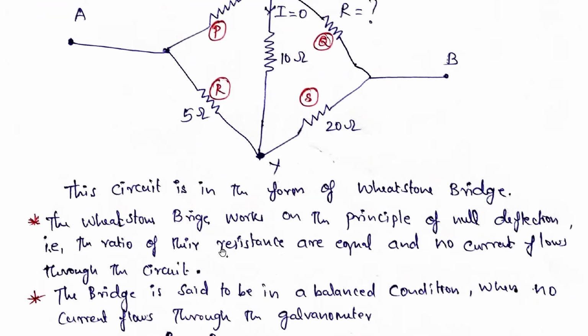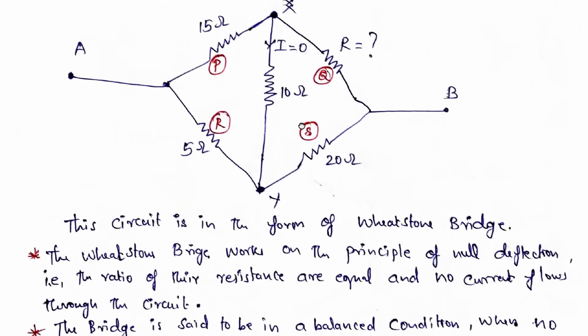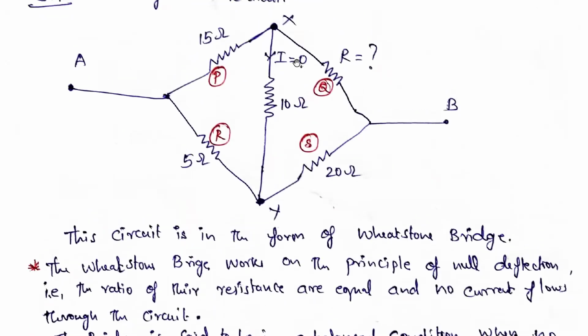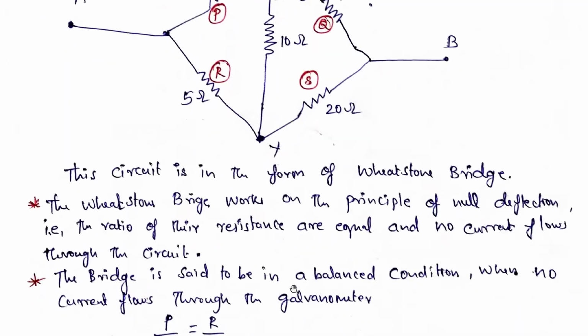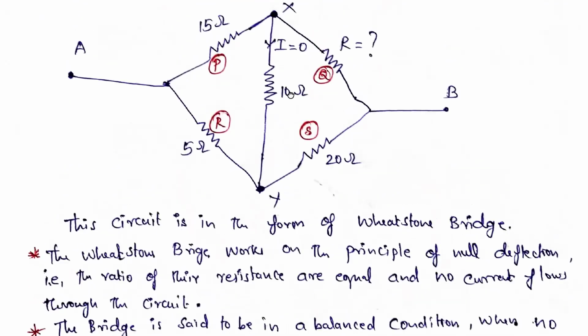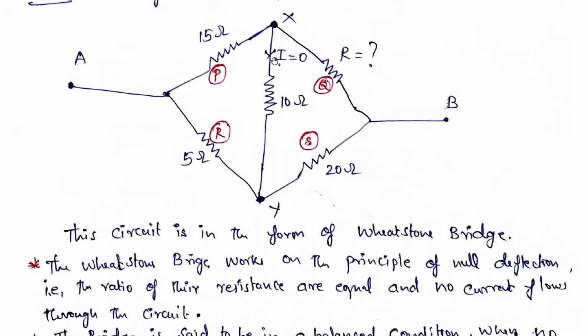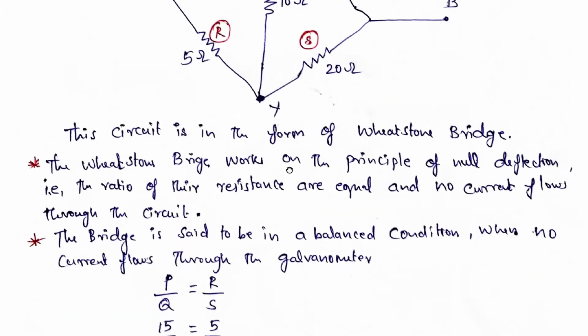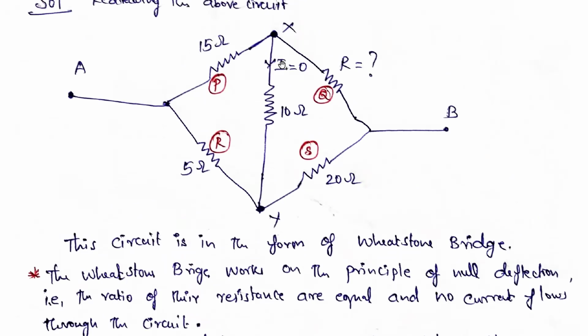So the bridge is said to be in the balanced condition when no current flows through this particular galvanometer. So such that no current flows, that's why the current is zero. It is clearly mentioned that current is zero here. By seeing the circuit itself, you can tell, okay, this is the Wheatstone bridge.